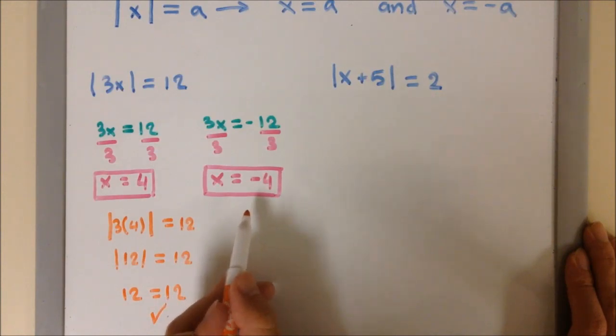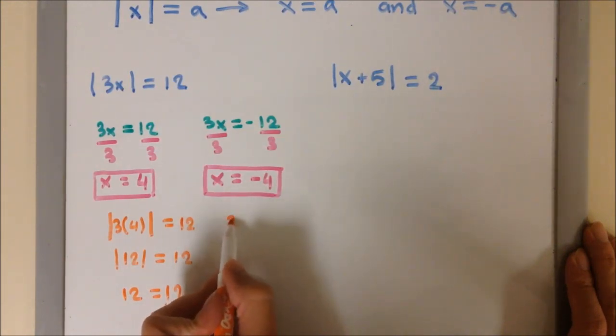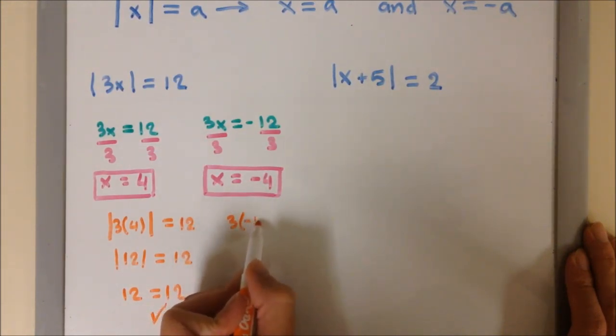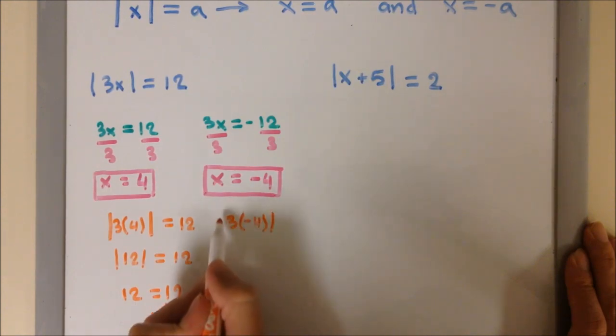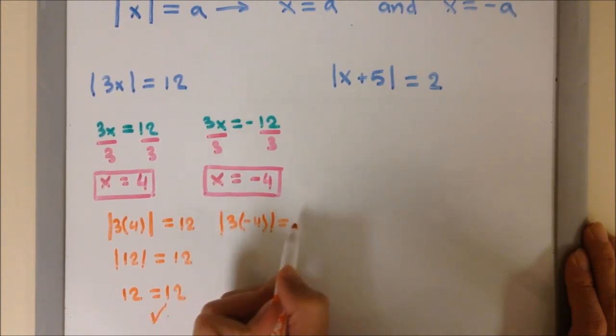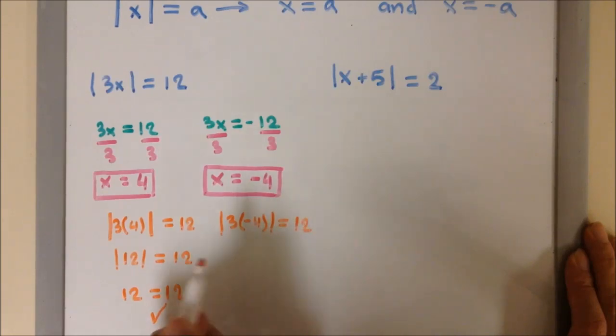Now I'm going to test out negative 4. So 3 times negative 4 with the absolute value lines equal to 12. 3 times negative 4 becomes negative 12.